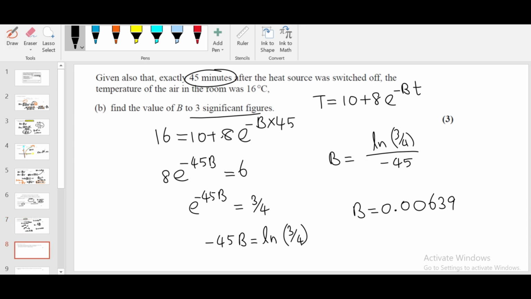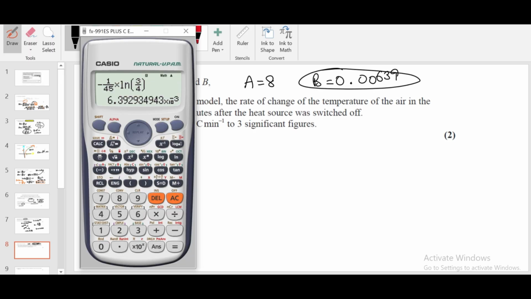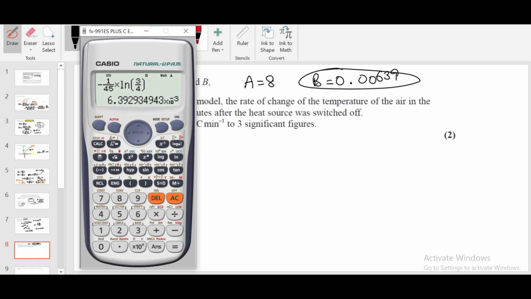Let's move on to part C now. Using the values of A and B, we got A is equal to 8, B is equal to 0.00639. Find according to the model the rate of change. When we use the value of B, this is a rounded value actually. So we are going to use the actual value. So I'm going to store the value as B now, the actual value, not the rounded value.